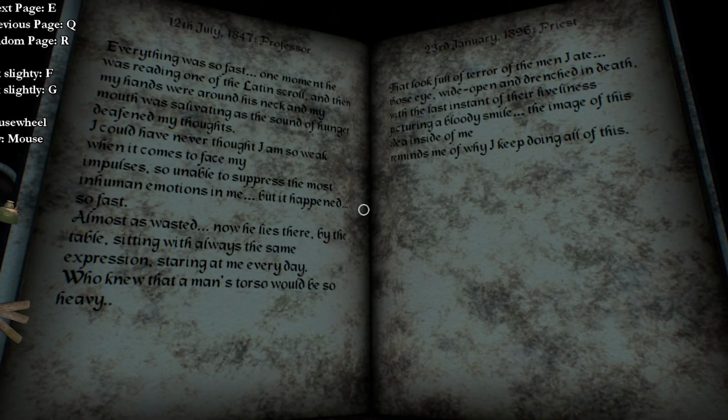Everything was so fast. One moment, he was reading one of the Latin scrolls, and then my hands were around his neck and my mouth was salivating as the sound of hunger deafened my thoughts. I could have never thought I am so weak when it comes to face my impulses, so unable to suppress the most inhuman emotions in me. But it happened so fast. Almost as wasted, now he lies there by the table, sitting with always the same expression, staring at me every day. Who knew that a man's torso would be so heavy?